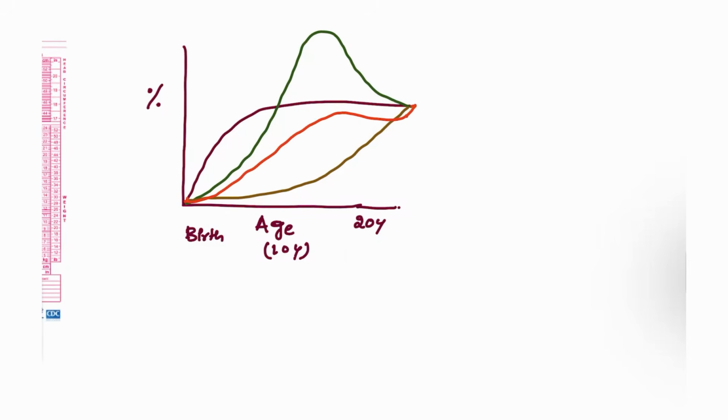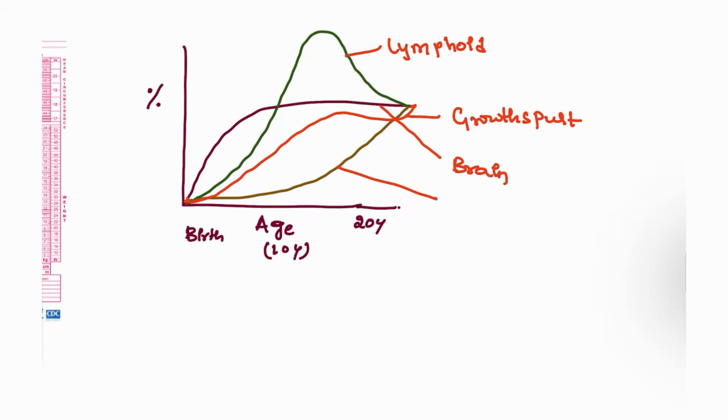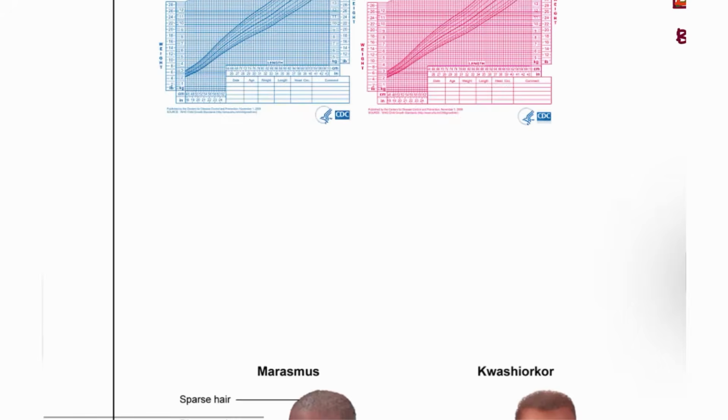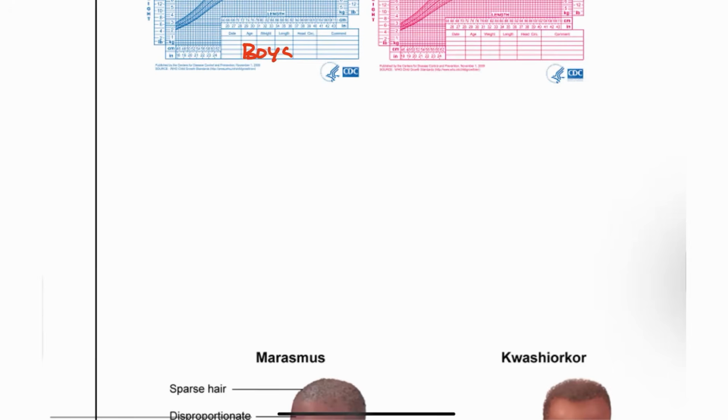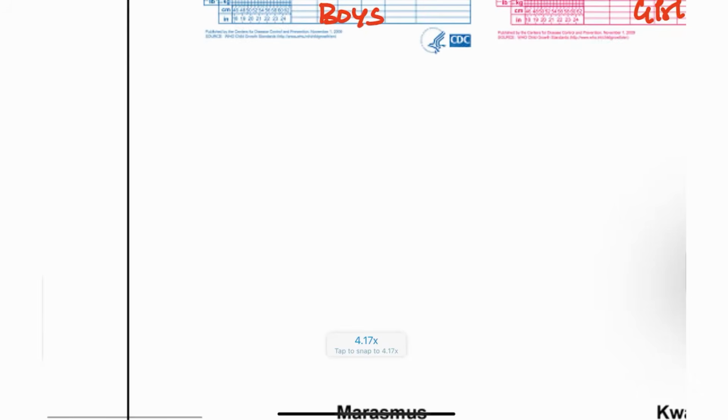So this is for the growth spurt. Okay, this is for the lymphoid, this is for the brain, and this is for the gonadal growth. Remember this, guys. Next, moving on to the weight. Again, this is for the boys and this is for the girls. WHO charts.